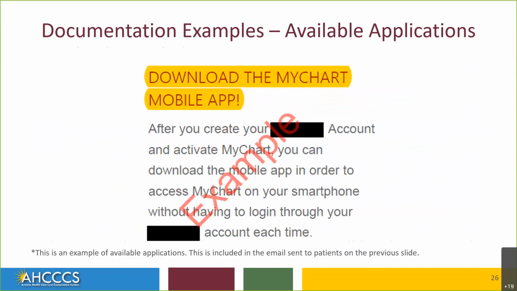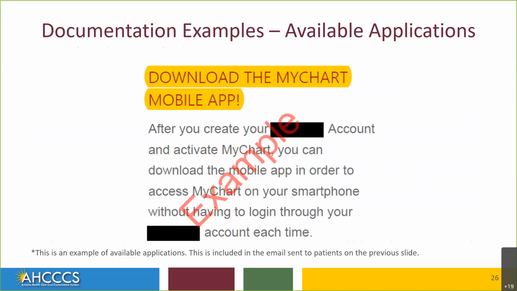Here is another example, which is a copy of instructions given to patients on available applications that leverage the API. So it shows that this is the same practice. We had to request both of these documents and that CERT-generated dashboard. And this screenshot is showing that they're saying, hey, after you create your account and activate MyChart, you can download the mobile app. So it's referring to an app to access that patient health information.